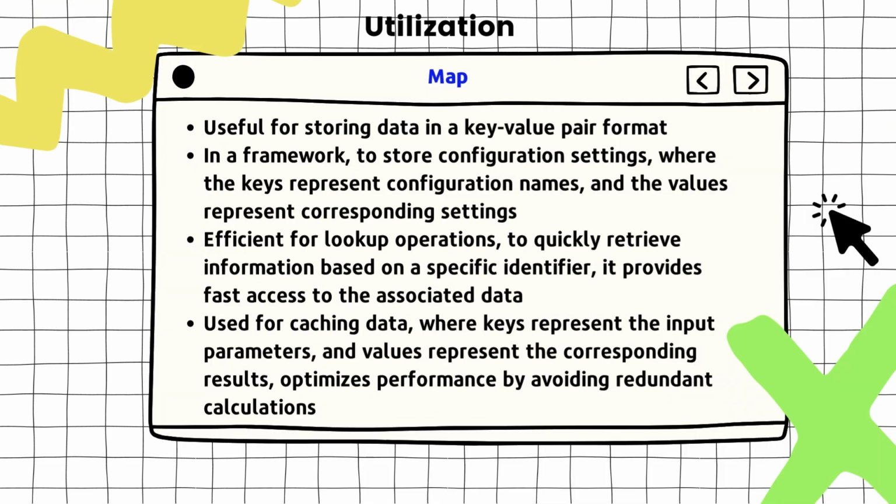Utilization of map. It is useful for storing data in a key value pair format. In a framework, to store configuration settings, where the keys represent configuration names, and the values represent corresponding settings. It is efficient for lookup operations. To quickly retrieve information based on a specific identifier, it provides fast access to the associated data. Also, used for caching data, where keys represent the input parameters, and values represent the corresponding results. Optimizes performance by avoiding redundant calculations.